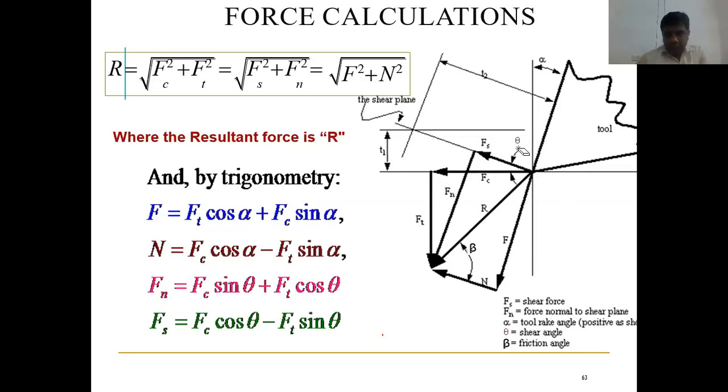So can I go to the next slide now? 2 minutes are over. Yes, sir. Okay, I'm going to the next slide. So now coming to the shear stress, right? Here we discussed in terms of FT and FC.